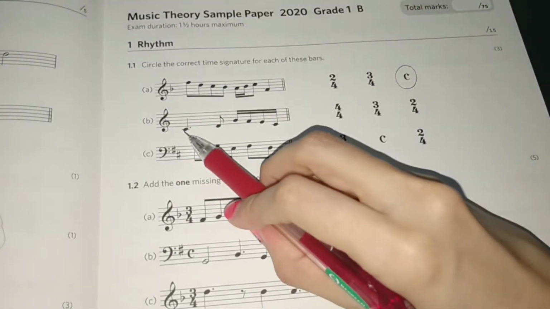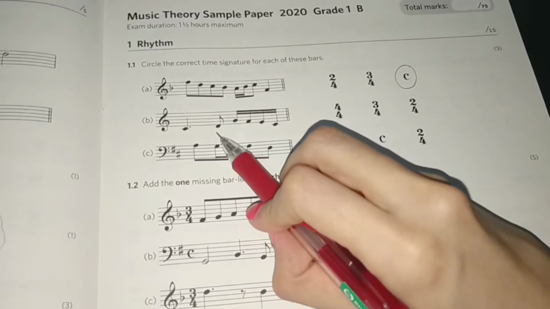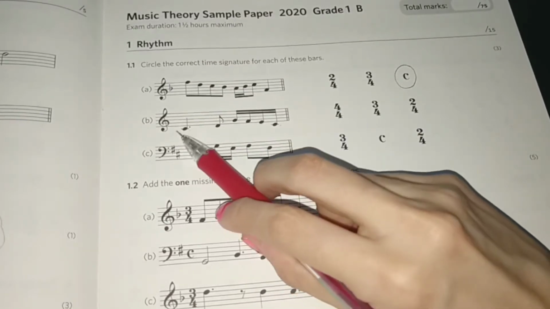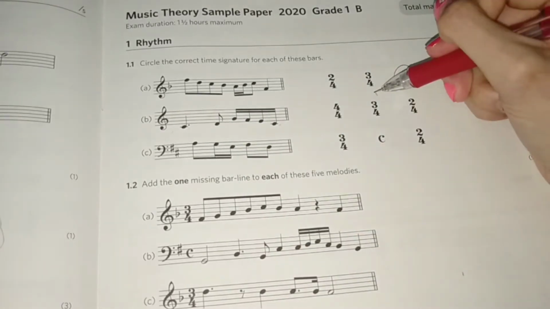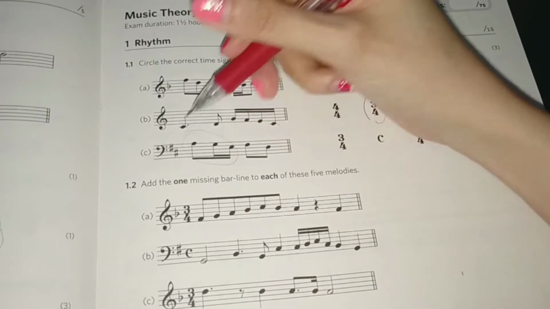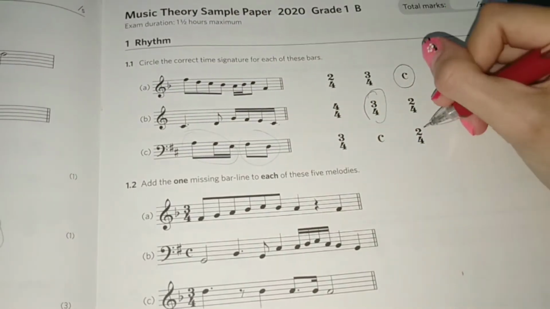And 1.5 plus half is 2. Quarter counts times 4 equals to 1. So 1, 2, 3, 4. Now this makes 1, this makes 1. So 2, 4.